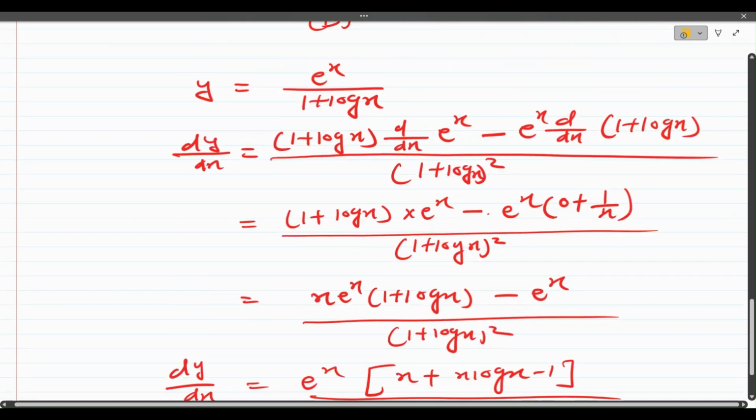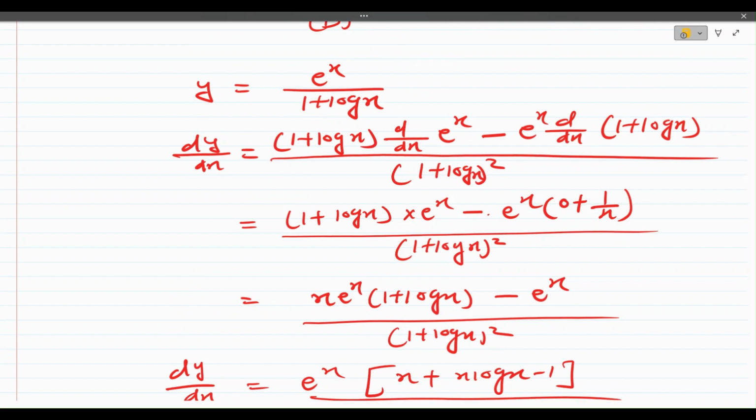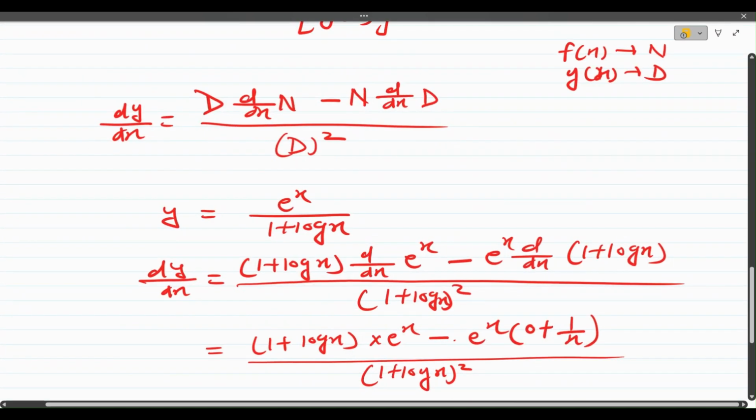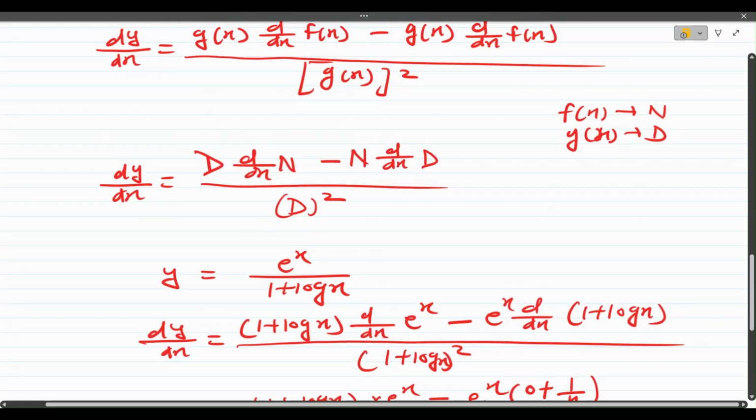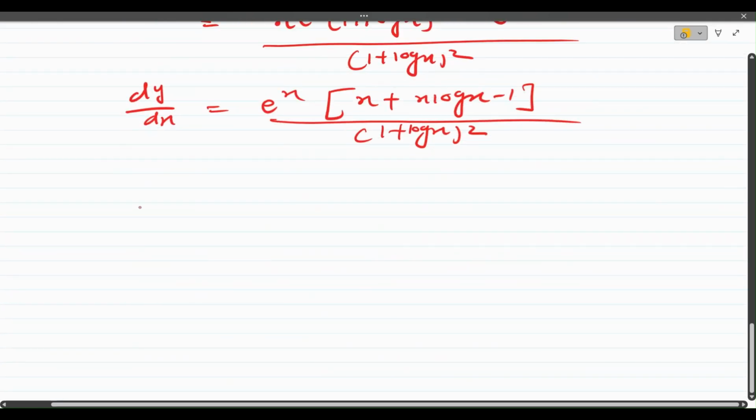Okay, hope you must have understood. So first we differentiate the numerator, we put a minus sign, and then we differentiate the denominator, and in the denominator there will be the square of the denominator. To get familiar with these rules we must practice more and more questions, and then we see the chain rule.